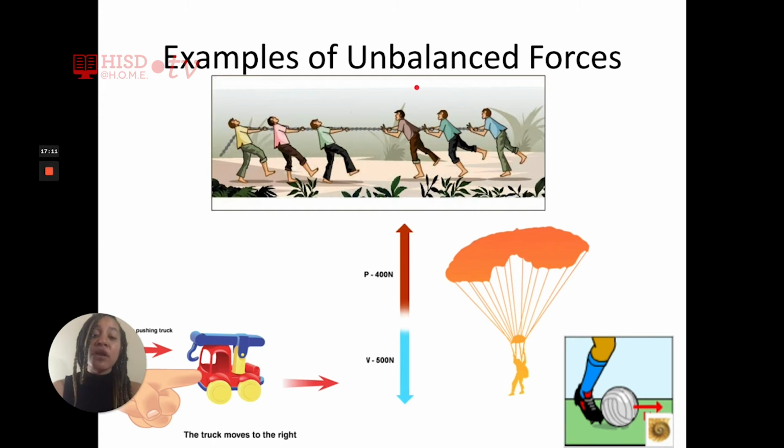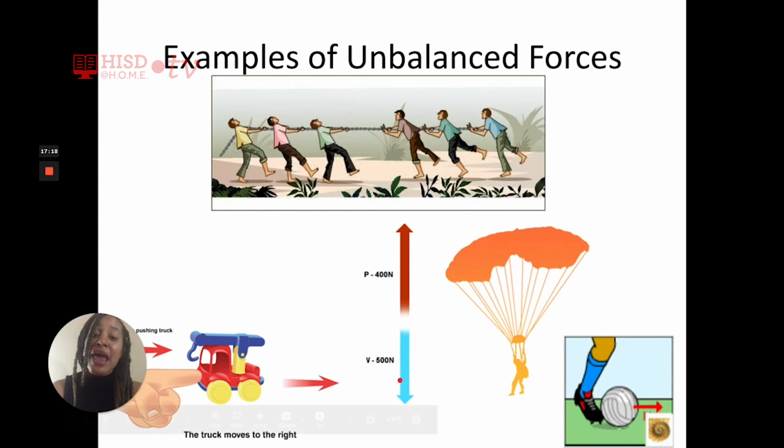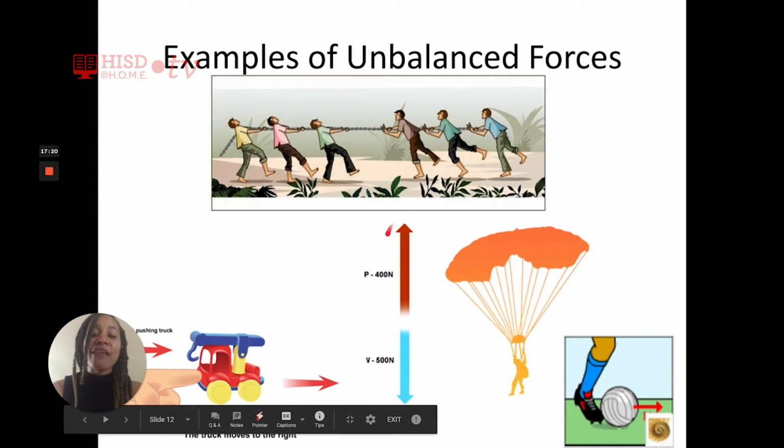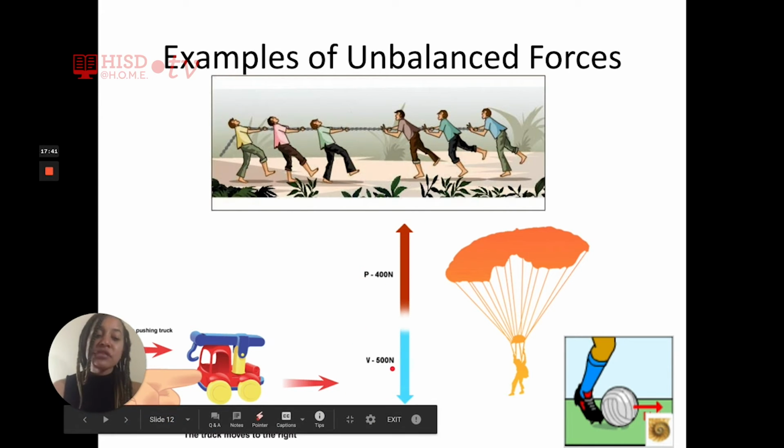Another example of an unbalanced force is this picture of the red arrow and the blue arrow. The red arrow is going up at 400 newtons. The blue arrow is going down at 500 newtons. These two arrows are experiencing different amounts of force. Therefore, they're experiencing unbalanced forces, not equal. 400 is not equal to 500.